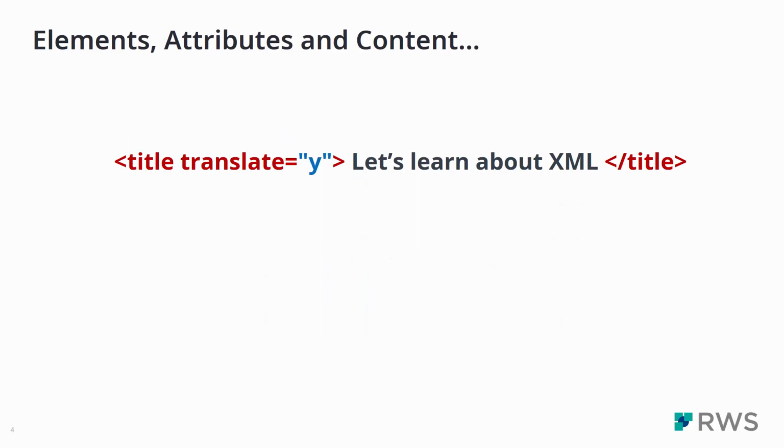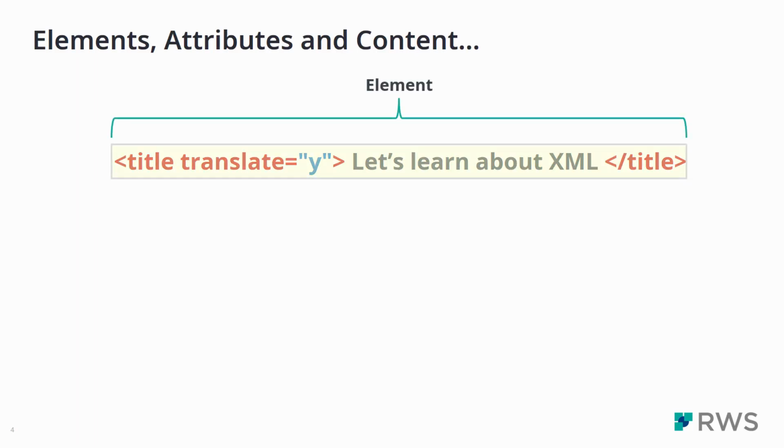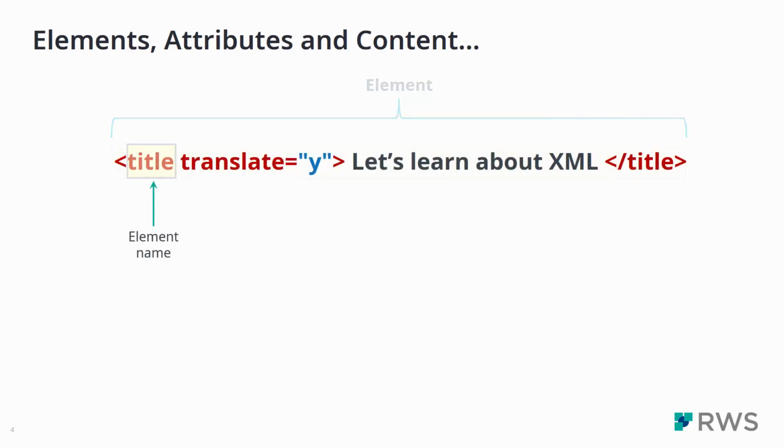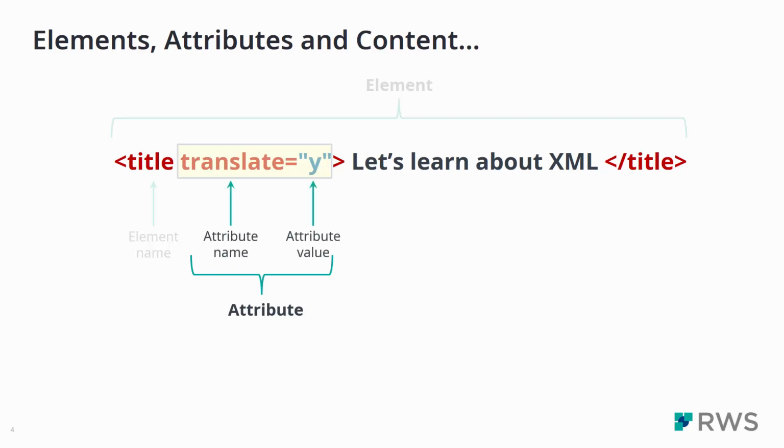To start off with, we take this string. That string in itself is what we could refer to as an element within an XML file. That element is made up of an element name, so in this case the title, and an attribute, in this case the attribute is translate equals yes, or equals y, it could be anything. That attribute is made up of a name and a value. The name of that attribute is translate, and the value of that attribute is y.